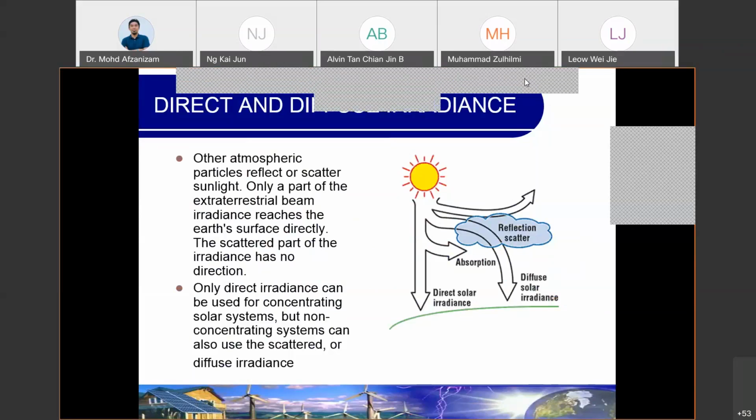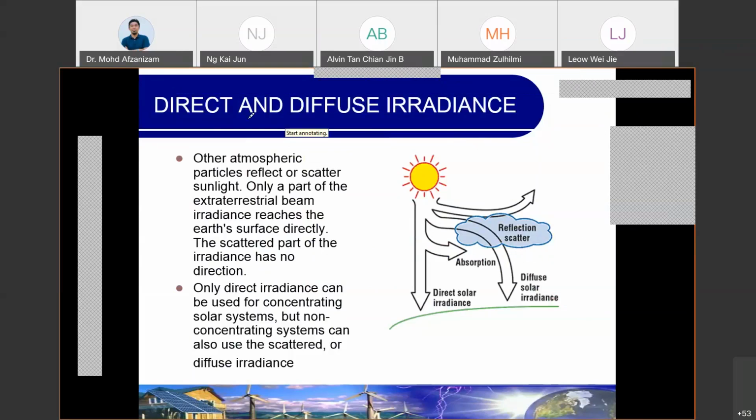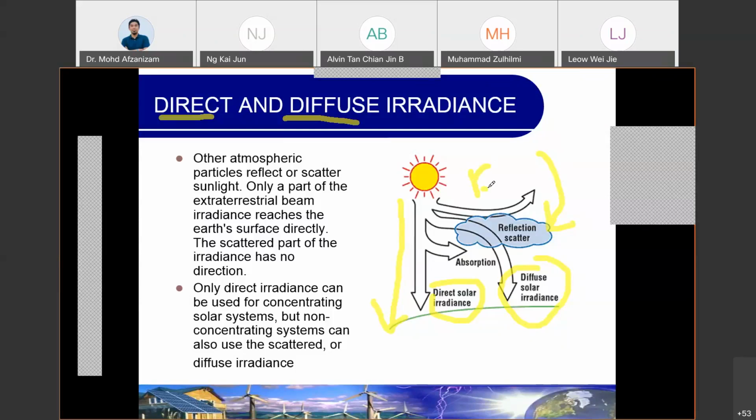Okay, this I also mentioned just now, related to diffuse and direct. Direct is direct from the sun to the earth. The diffuse can be some sort of interference by the sky, and then it becomes diffuse. This does not penetrate; it goes upward again, which is reflected, and some of it is not reflected but absorbed. So it depends. Normally we tend to get direct solar irradiance.